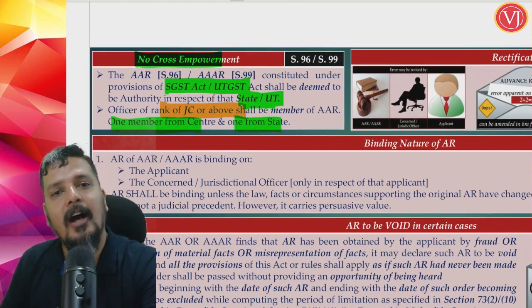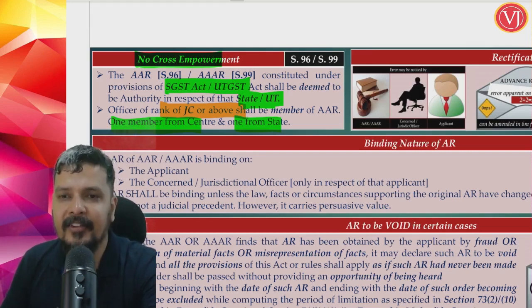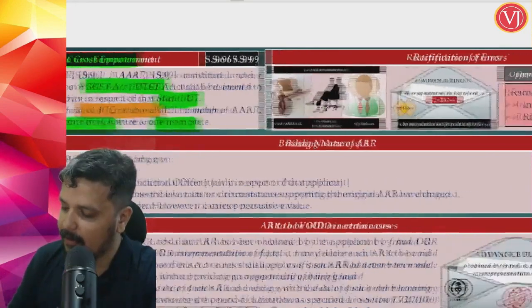When you talk about JC or above rank, it is joint commissioner, additional commissioner, commissioner, and principal commissioner. Only these people can sit in advance ruling.